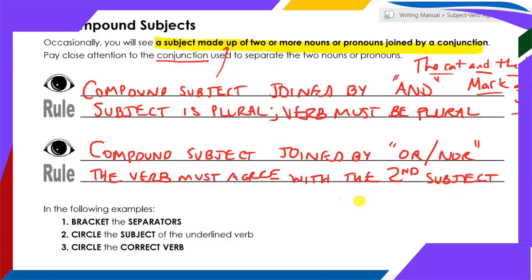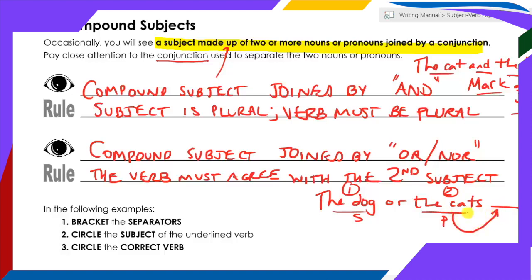So if I had something like the dog or the cats. Okay, so notice we've got two nouns, one, two. One of the nouns is singular, one of the nouns is plural. If the verb were here, this second subject, the cats, the plural subject, would determine that the verb needs to be plural. So the dog or the cats are.